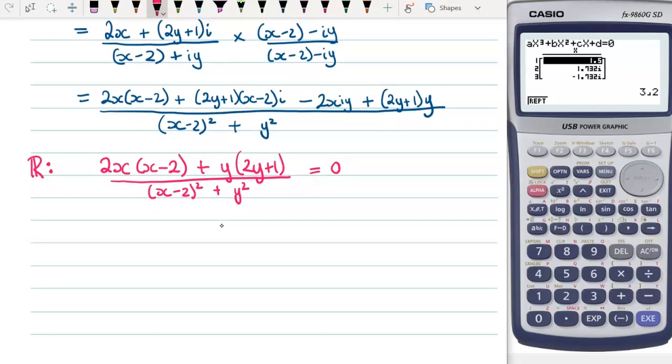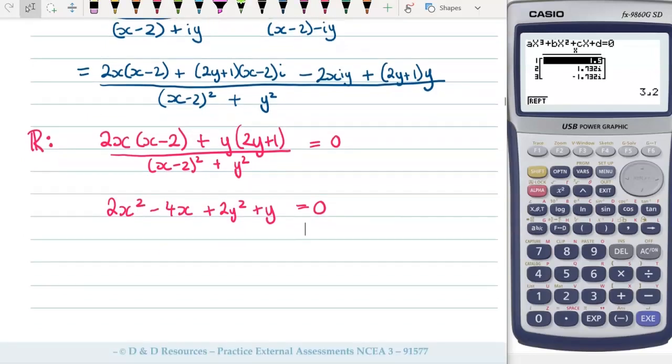Now, sorting out this expression, if we bring that up and times it by 0, it will cancel away. So we're only interested in the numerator being equal to 0. So we have 2x squared minus 4x plus 2y squared plus y equals 0. Now we're getting a little bit closer. We can see that this can be put into the format that would give a circle. I'm going to go that extra step to show you what I mean there.